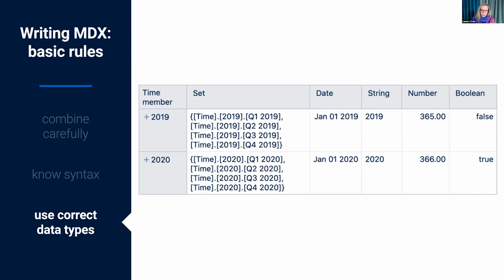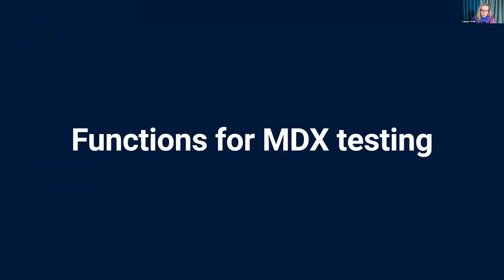And as you can see, it doesn't matter what kind of member you have on the rows, you can get all kind of data types out of it. So you need to make sure what the function needs and what you're looking at. Functions for MDX testing. And yes, you are guessing it right. MDX is tested with an MDX.